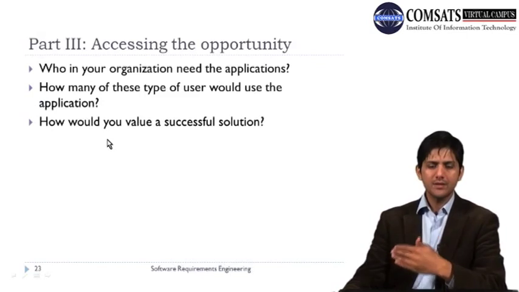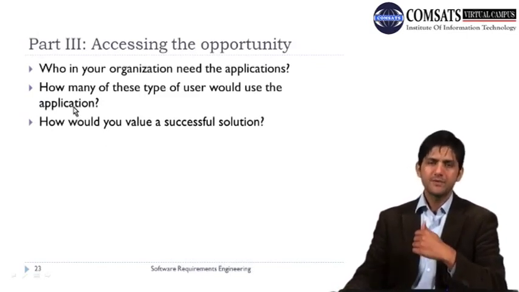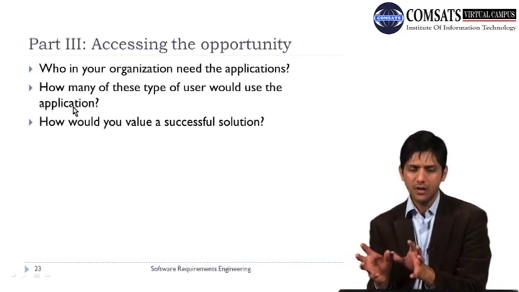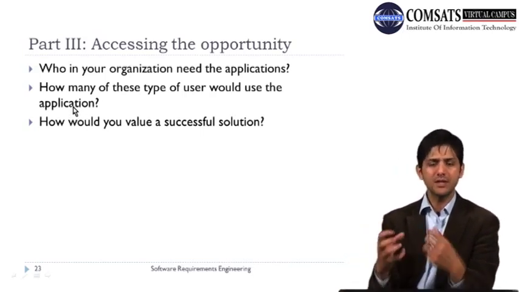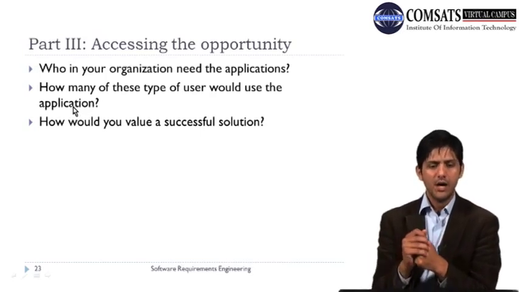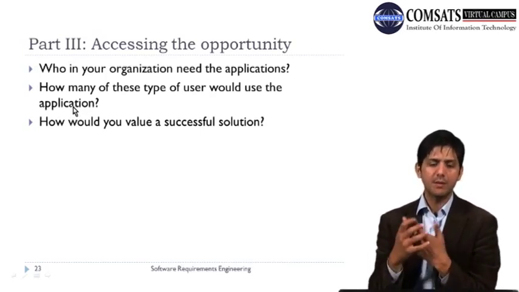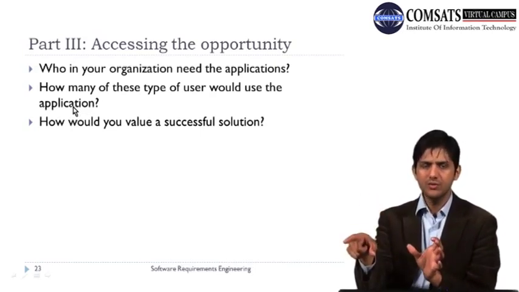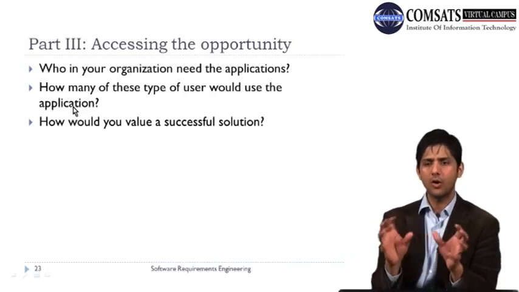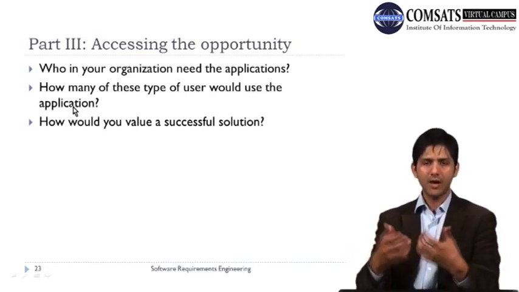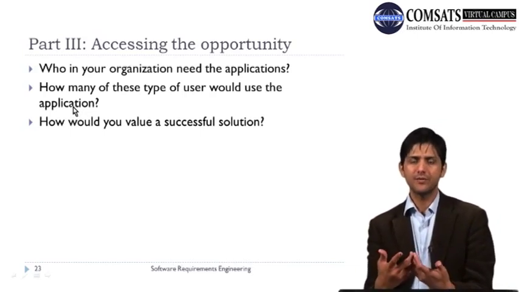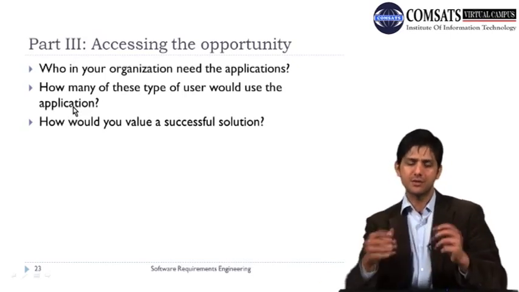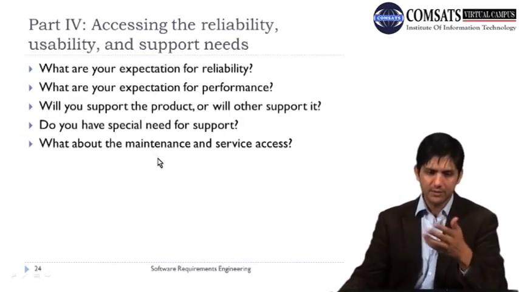And next is who in your organization needs the application. So we are trying to identify who are the people who would actually be using this particular application that we are producing. How many of these types of users would use the application? We're trying to identify the number of people. We have identified who is going to use this application. Now we want to see how many people are actually going to use it. How would you value a successful solution? So we are also trying to gauge what would be the value of a good solution to this particular client or stakeholder.